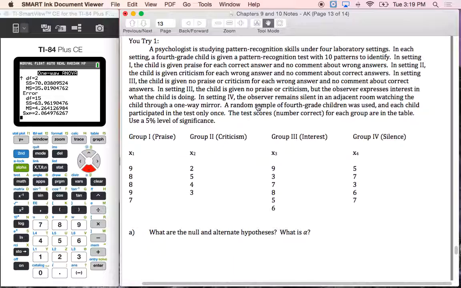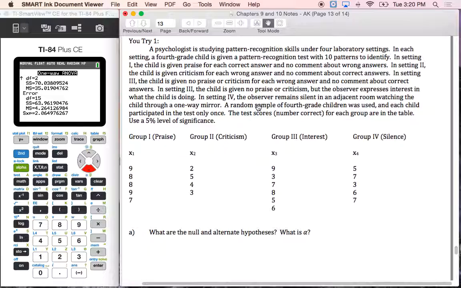In setting 3, the child is given no praise or criticism, but the observer expresses interest in what the child is doing. In setting 4, the observer remains silent in an adjacent room watching the child through a one-way mirror. A random sample of 4th grade children was used, and each child participated in the test only once. Test scores, number correct for each group, are in the table. Use a 5% level of significance.